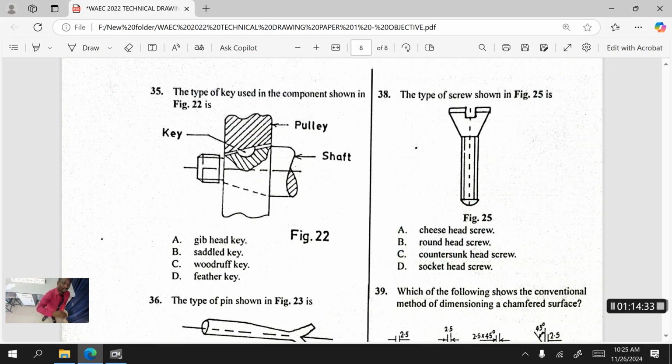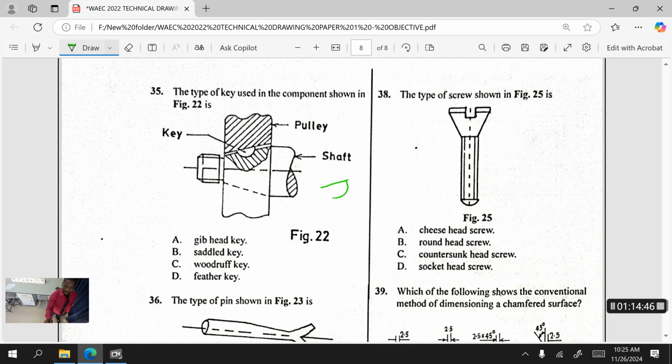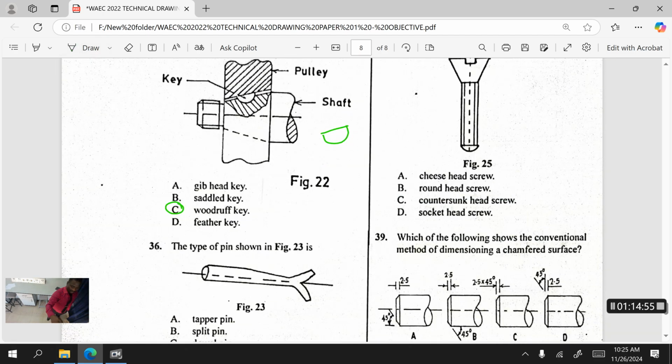So 35. The type of key used in the component shown in figure below is what? Gib head, saddle key, woodruff key, feather key. No, this is woodruff. Woodruff goes this way. It has this, do you see it now? So it is C. That is what we fit into that place as the key. So let's go to 36 quickly.